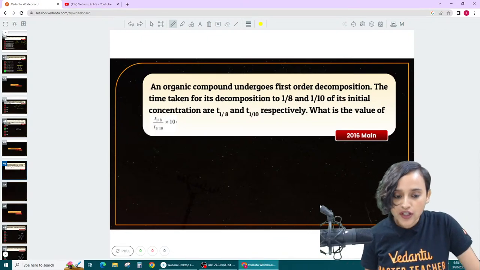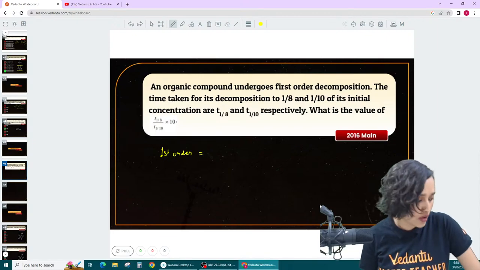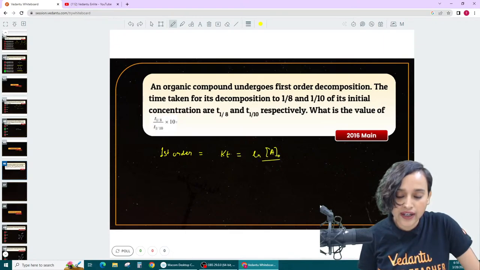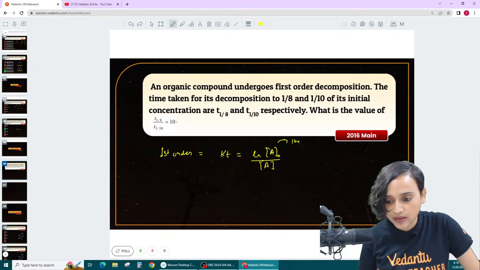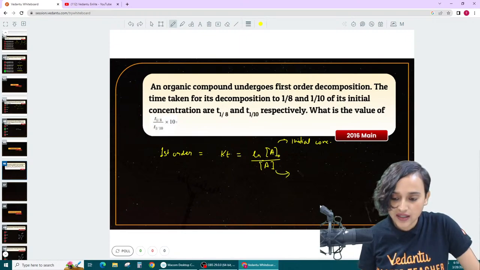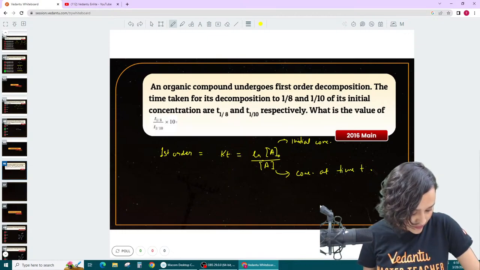So for first order decomposition, what do we know, guys? For first order, what is the equation? For first order, we know that kt is equal to ln of A naught divided by A, isn't it? Where A naught is basically nothing but the initial concentration, and A is the concentration at time t. Right, everyone?